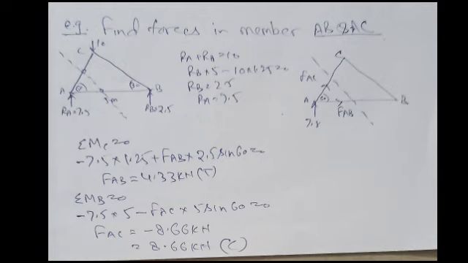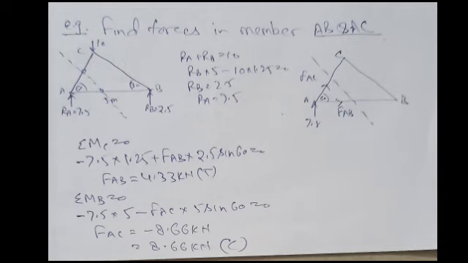So FAC and 7.5 both will try to rotate the body in clockwise direction, so their moments will be negative. So minus FAC into perpendicular distance for FAC, which is BC, which is 5 sin 60. So minus FAC into 5 sin 60, and minus 7.5 into 5 is equal to 0. In this way we can calculate the value of FAC, which is minus 8.66 kilonewton. Now the minus sign here represents that the force is compressive instead of tensile.